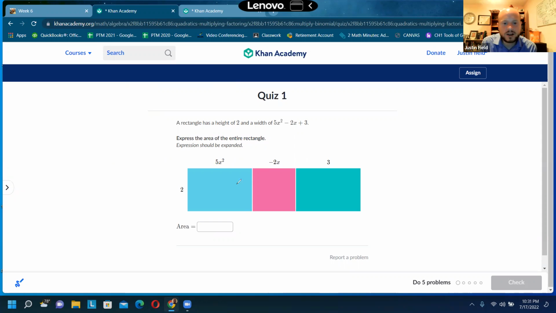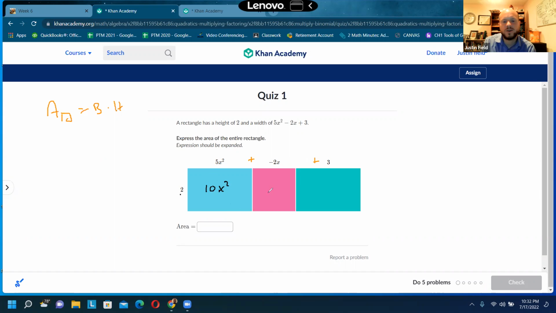So you see this rectangle here, and we know the area of a rectangle is base times height, right? They give us the height is 2, and the base is these 3 terms put together, adding those 3 terms. So we multiply to get the area. We're going to multiply this number times these numbers. So 2 times 5x squared, we multiply the 2 and the 5, it would be 10x squared.